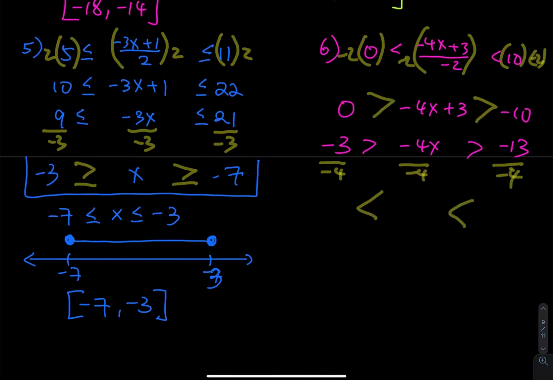So this will be a positive 3 over 4. This is a 13 over 4. 13 is greater than 3. So we are doing fine. And then in the middle, we have x. So this is my solution set.